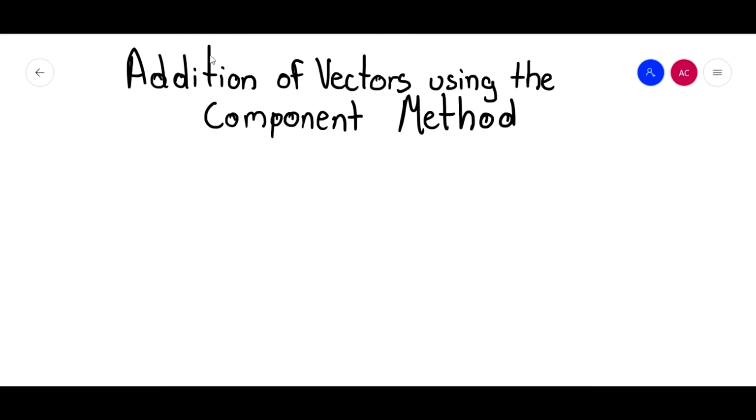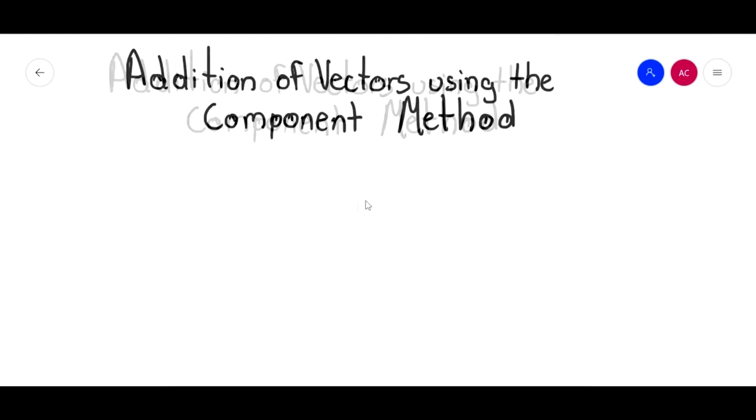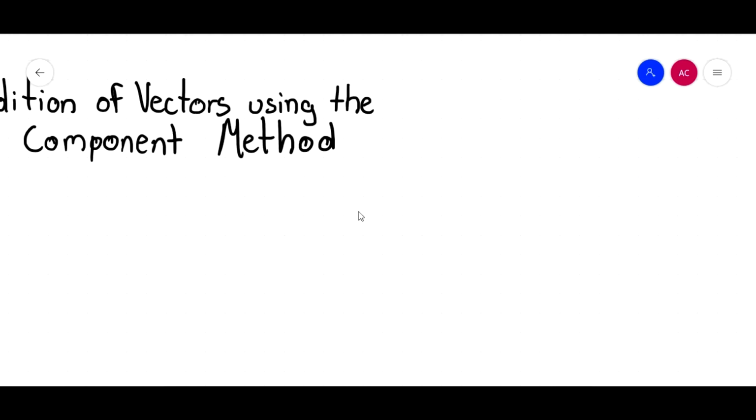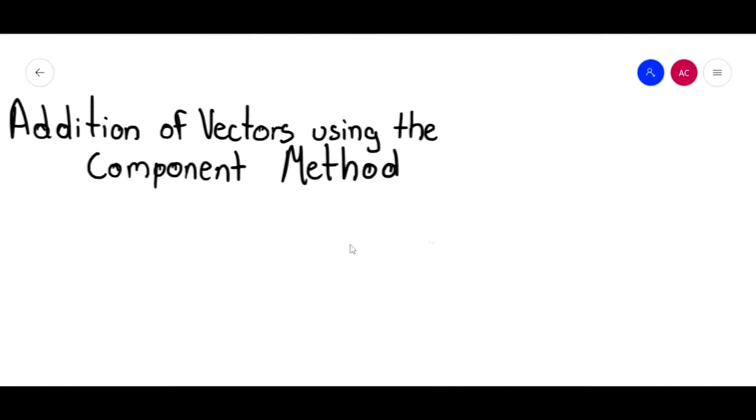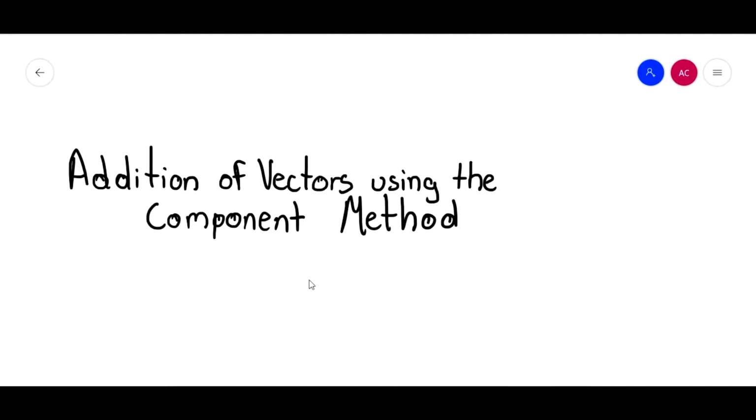In this case, we're going to see the addition of vectors using the component method. With the component method, that means the rectangular form. Before we continue, it is important to mention that vectors can be added or subtracted.